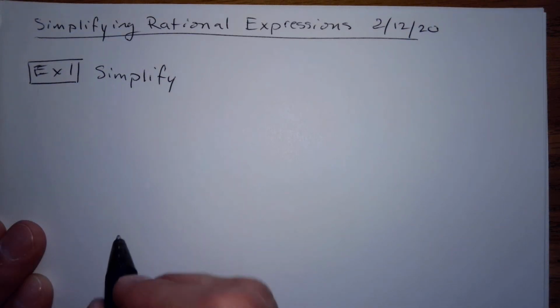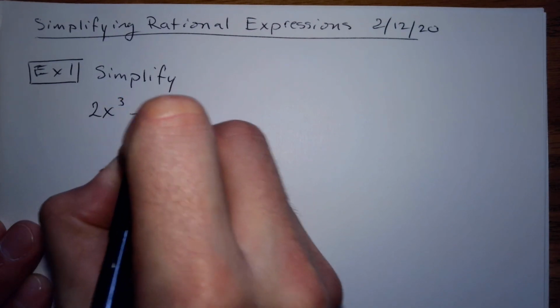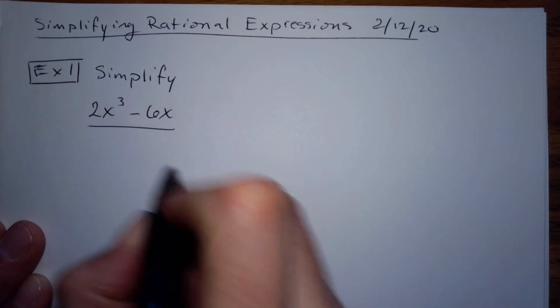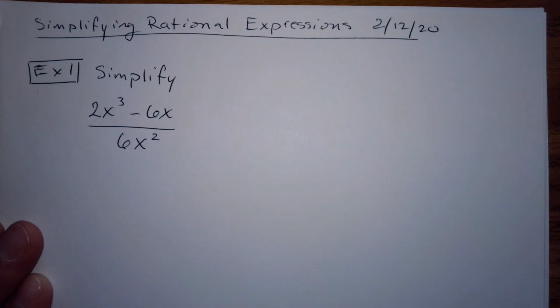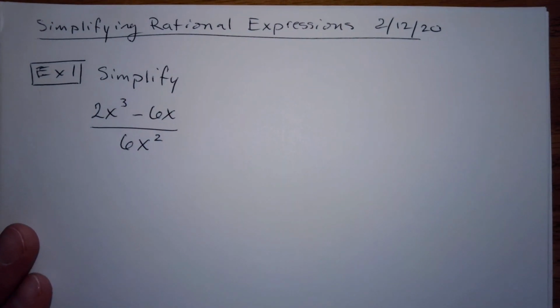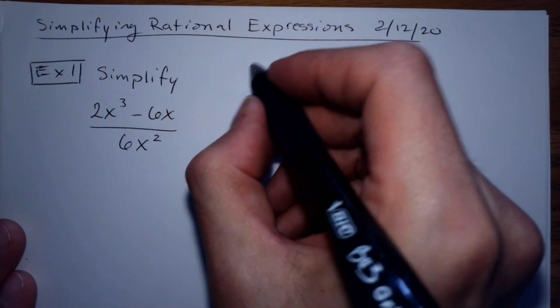And we are going to simplify 2x cubed minus 6x divided by 6x squared. So the first thing that I'm thinking is, what makes the denominator 0? Because I'm not allowed to plug in x values that make the denominator 0, because then the whole entire expression will be undefined.